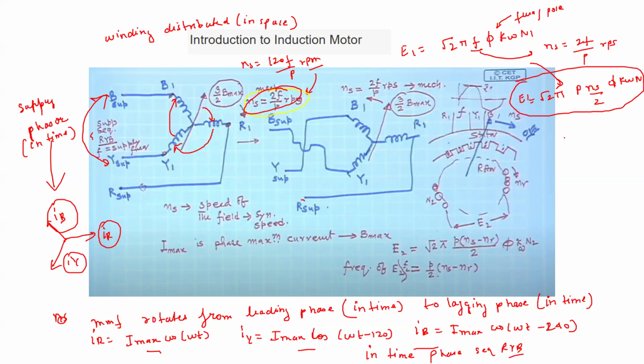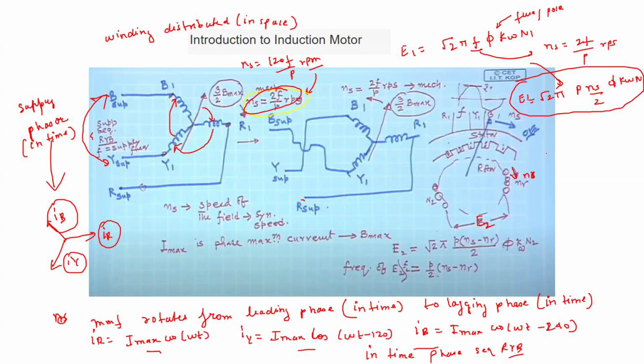Now here, what will be the EMF E2? So let us say that this rotor by hand is rotating at speed nr. I'll discuss how this rotation happens, but let us now assume that the rotor is rotating at nr and your stator MMF is at ns. So what will be the EMF induced in the rotor due to the stator MMF?